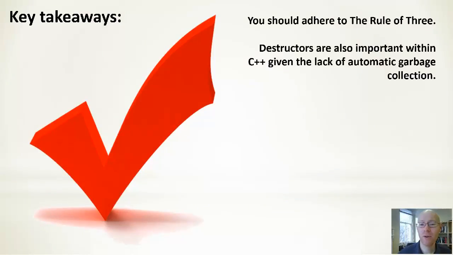So key takeaways: you most certainly should adhere to the rule of 3. It's quite important. And destructors and the whole notion of copy assignment and all of those different types of operators, they're important, they're necessary when you get into objects that can be linked to other pieces of data or to other objects, or that can open up connections and things like that. It gives us a chance to safely shut down objects.